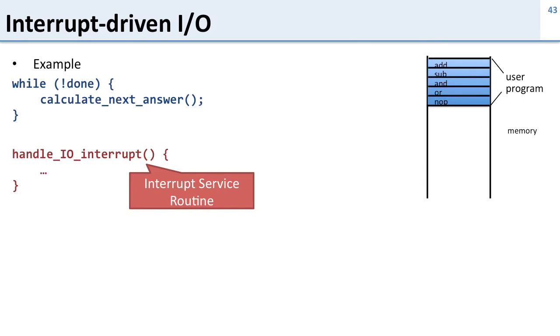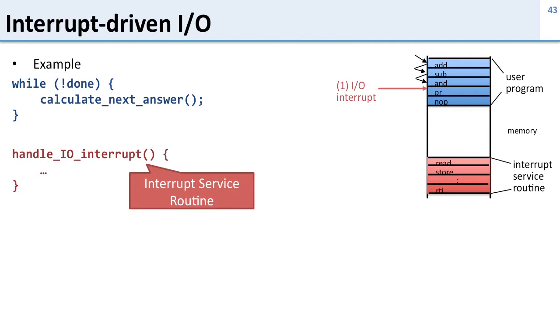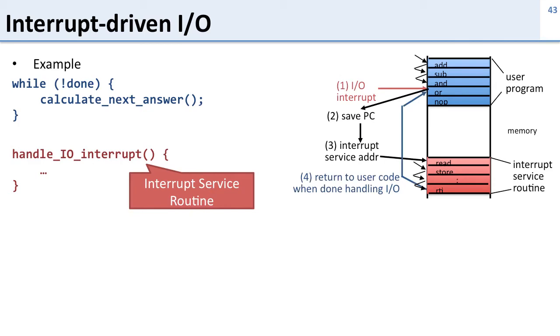Here's our memory with our user program and our interrupt service routine. We're going along executing our user program until we get an IO interrupt. When we get an IO interrupt, we save the current PC so we can return to the user program later. We jump down to the interrupt service routine. We start executing the interrupt service routine until we're all done handling the IO, and when we're done, we then return back to the user program. So we've interrupted the user program and jumped to this interrupt service routine to handle the interrupt.